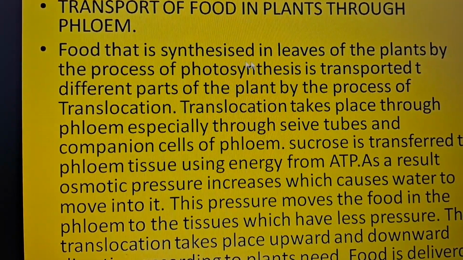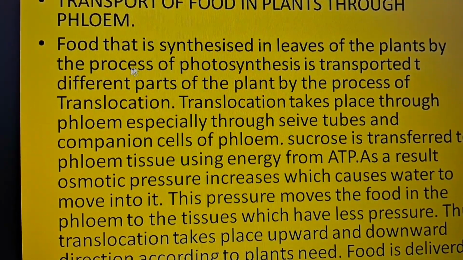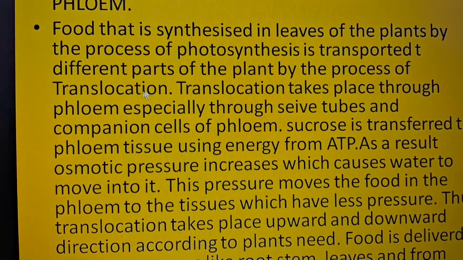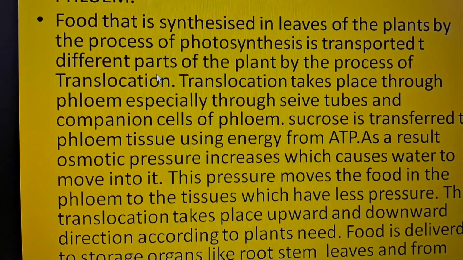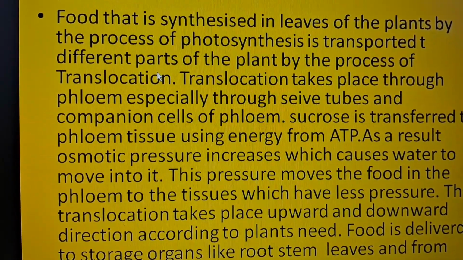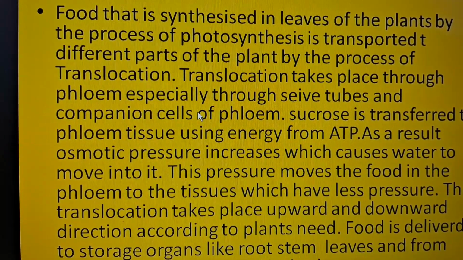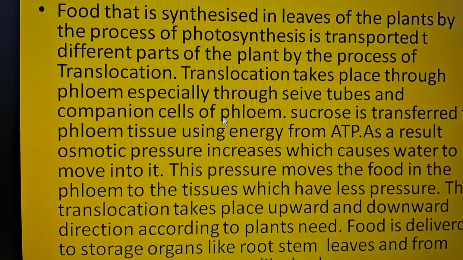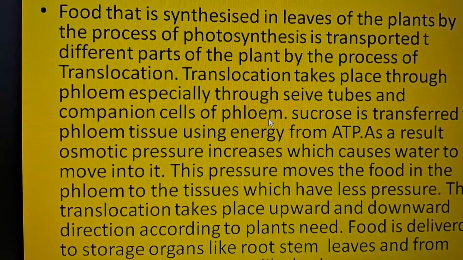Food that is synthesized in leaves of the plant by the process of photosynthesis is transported to different parts of the plant by the process of translocation. So what is translocation? It is the process by which the food molecule is transported from the phloem to different parts of the plant. Translocation takes place through phloem. Mainly the phloem contains sieve tubes and companion cells. So the translocation takes place through sieve tube and companion cells of phloem.